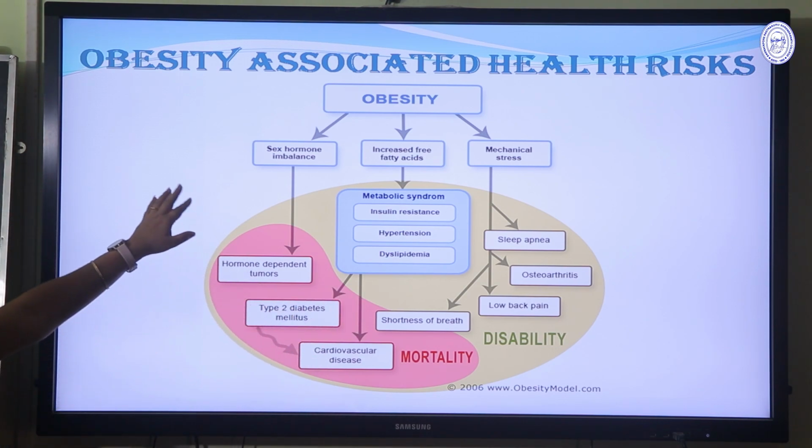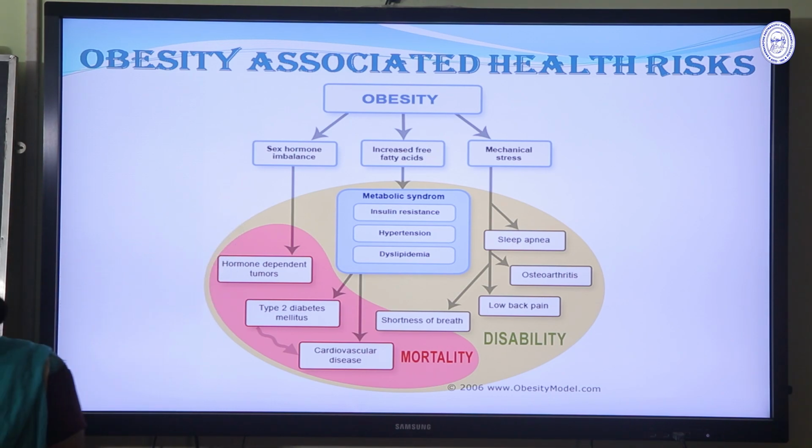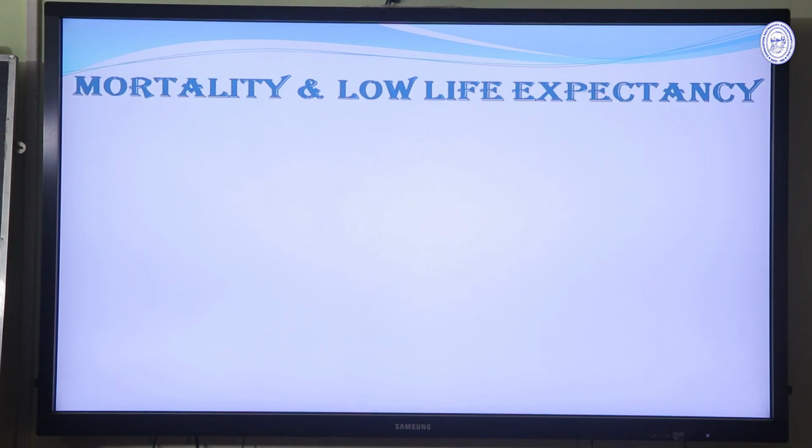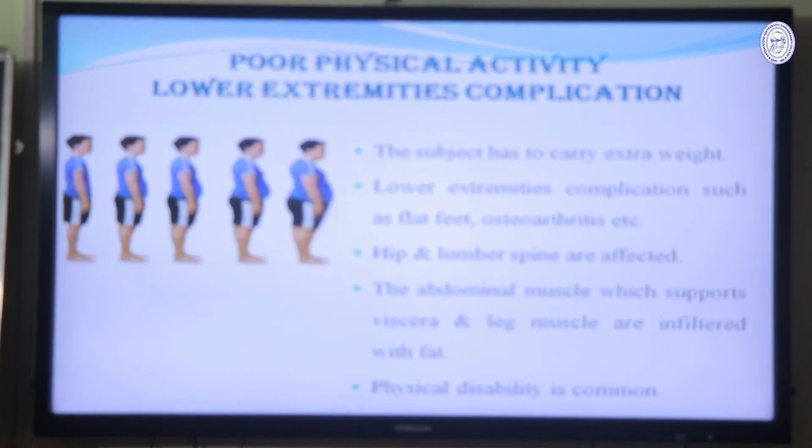Sex hormone imbalance may result in a progression of different hormone-dependent tumors that ultimately results in death. So, mortality and low life expectancy are very common with obesity. High rate of mortality from different diseases like CVD and cancer of different organs results in low life expectancy.